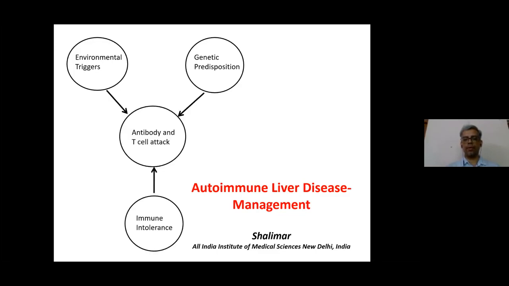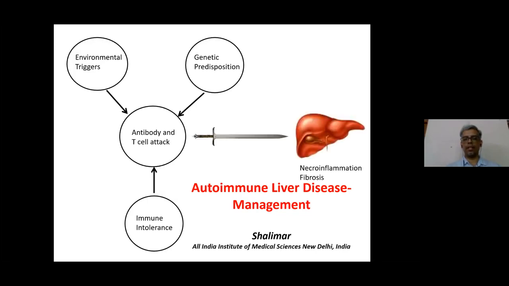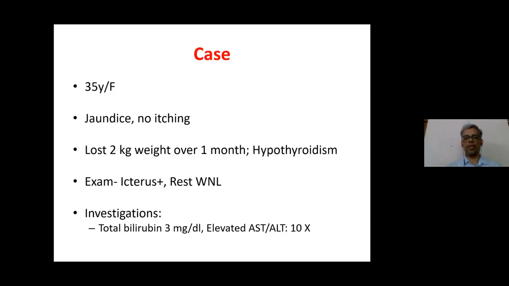Loss of immune tolerance leads our body to have an attack on its own organs. So we have an antibody and a T cell attack on the liver leading on to necroinflammation and fibrosis. And this is what we see as clinically autoimmune hepatitis.